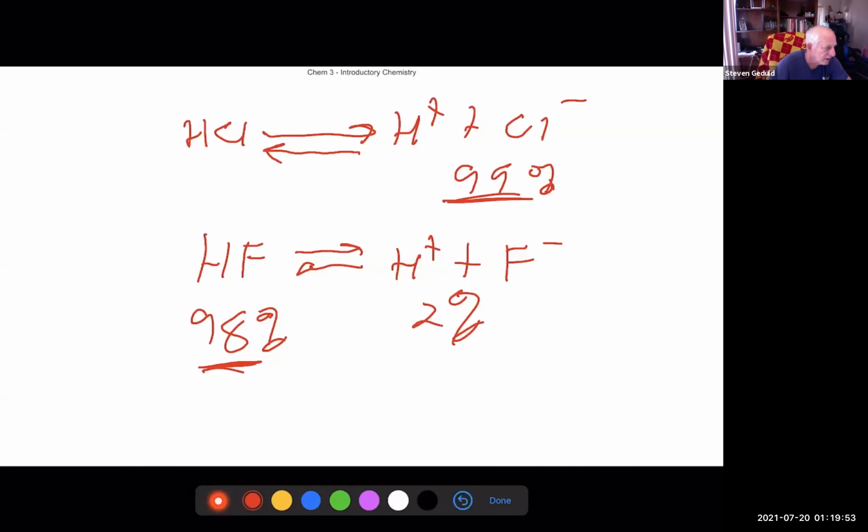Okay. Let's take a couple examples of things. So now we know what acids and bases are. We have things that are called conjugate acids and bases. And conjugate just means reverse. That's all it means. It's a reverse reaction, talking about equilibrium.